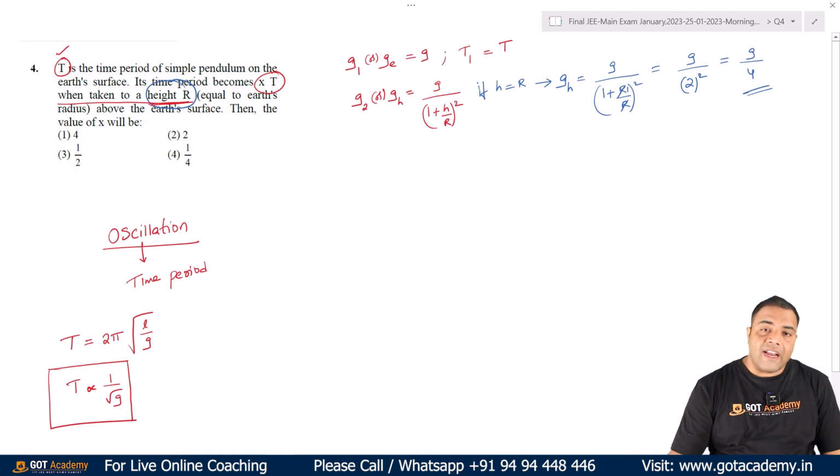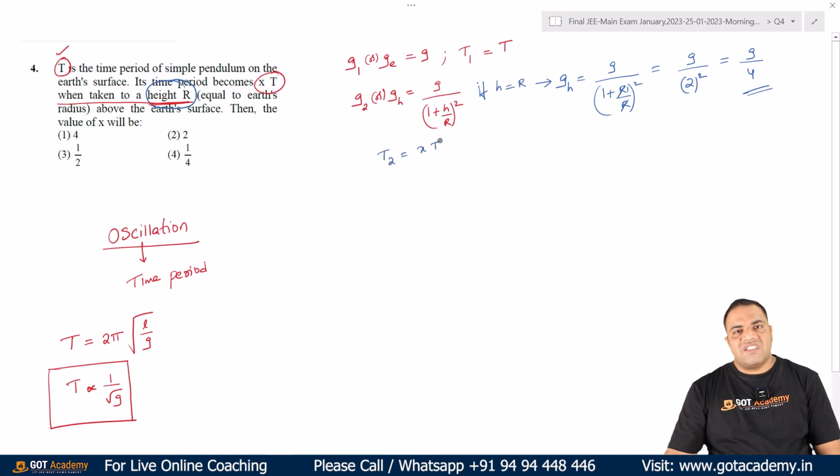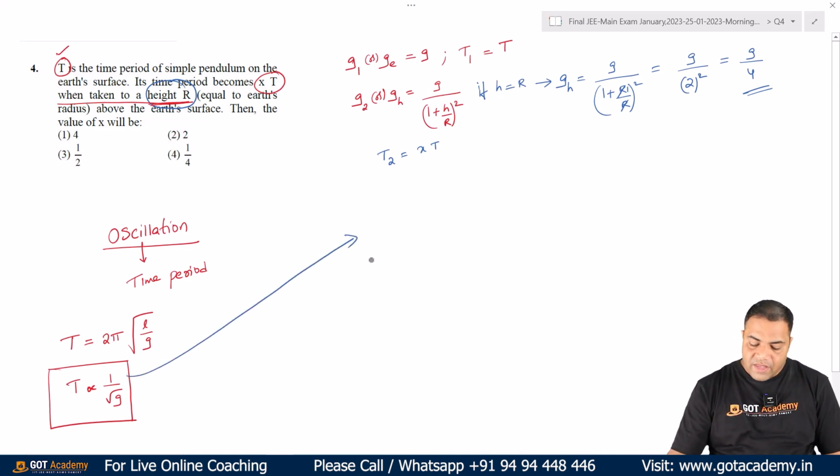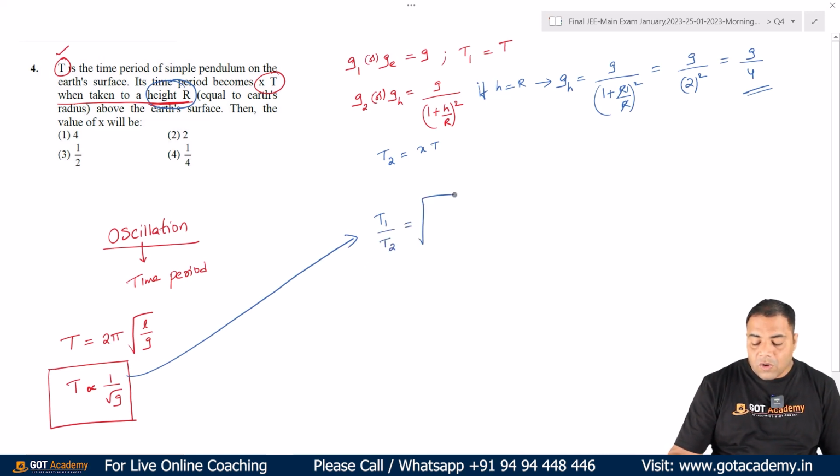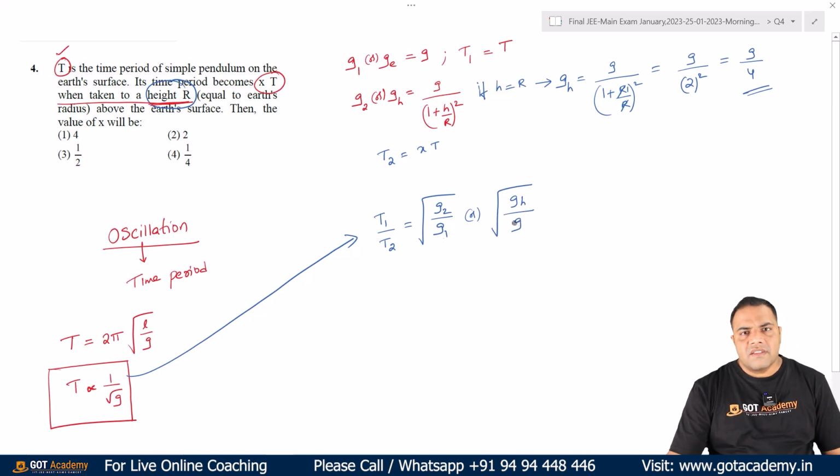Now at this height, what is the time period? We don't know. And in the question what he is saying is that it is some x into T. So what is that x? He has given that time period T2 is equal to x into T. So first of all, we have to frame each and everything in detail. Now let us directly solve this. So now T1 by T2 is equal to root over g2 by g1. As per our knowledge, g2 is nothing but g at a height h, and g1 is nothing but g on the surface of earth.